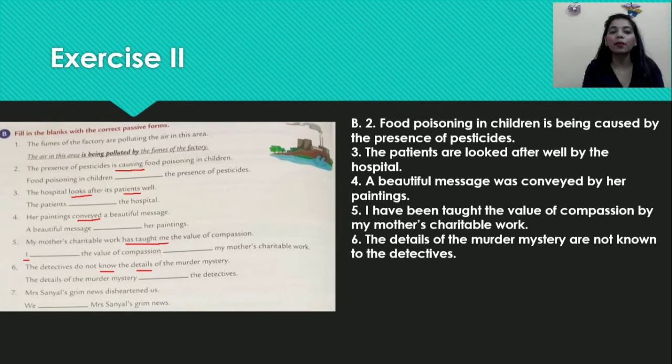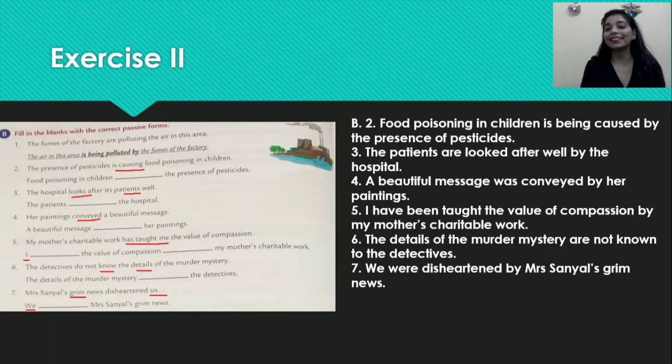Mrs. Sanyal's grim news disheartened us. Disheartened is the verb here, and us is telling us that this is plural. So us is changed into we. Okay, let me read the sentence again. Mrs. Sanyal's grim news disheartened us. We were. Why were? Because this is again a plural sentence, as us is telling us that this is plural.